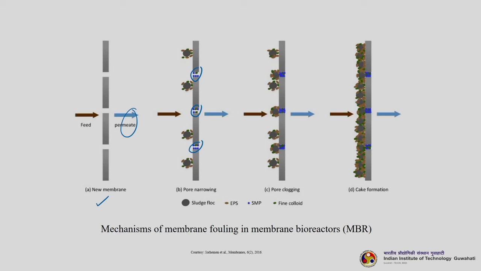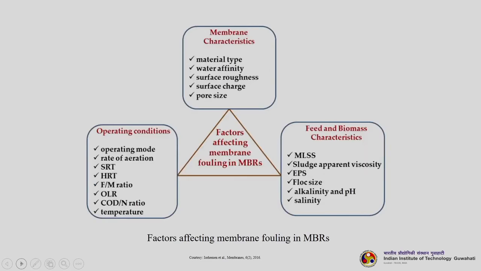Okay, then pore clogging comes here. You see the flocs coming and sitting on the mouth of the pore. So, this is called pore clogging. Then you can see the cake formation, or gel formation, whatever you can say. Now, this is the complete fouling mechanism, and a very nice picture depicting how fouling actually happens in the case of membrane bioreactors.